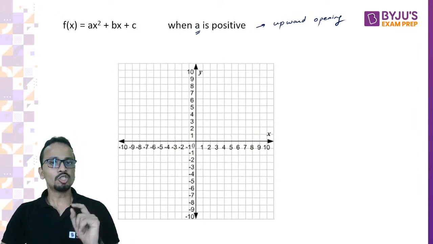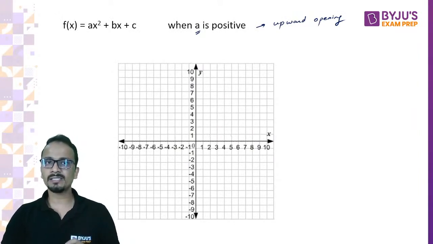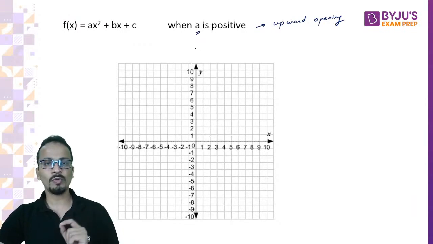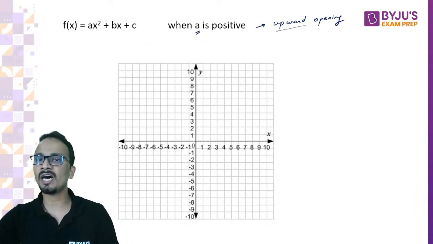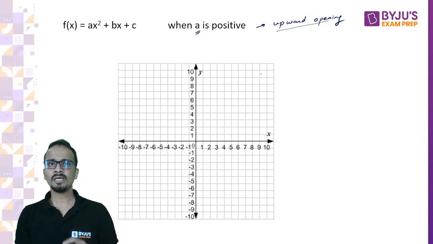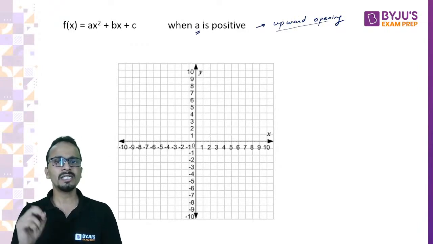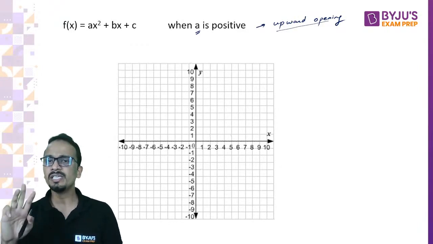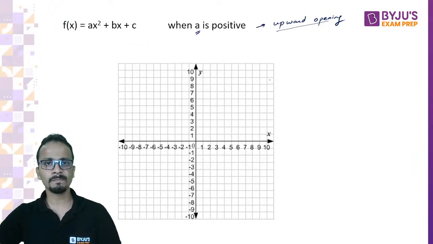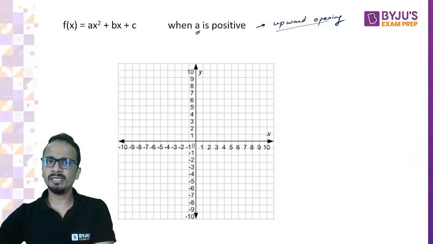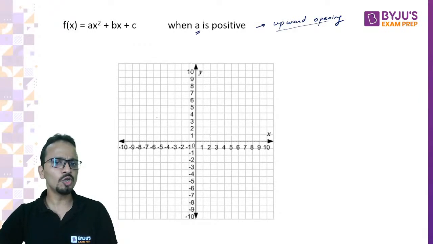Okay? So the first case is when A is positive. When A is positive, we will have an upward opening parabola. Now this particular case is subdivided into three different possibilities. Obviously we know that it is an upward opening parabola, so the graph can be of three types.